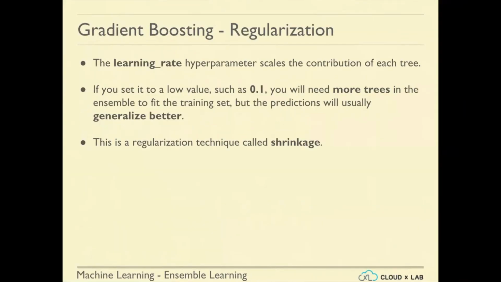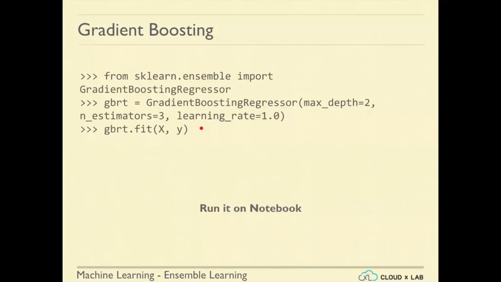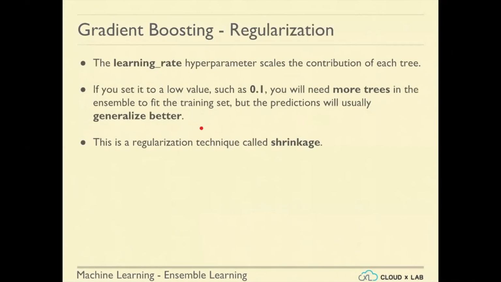All right. So basically, this is what gradient boosting is about. Now, these are the various parameters that we can regularize. So the learning rate hyperparameter scales the contribution of each tree. If you set its value to 0.1, you will need more trees in the ensemble to fit the training set, but the prediction will usually generalize better.